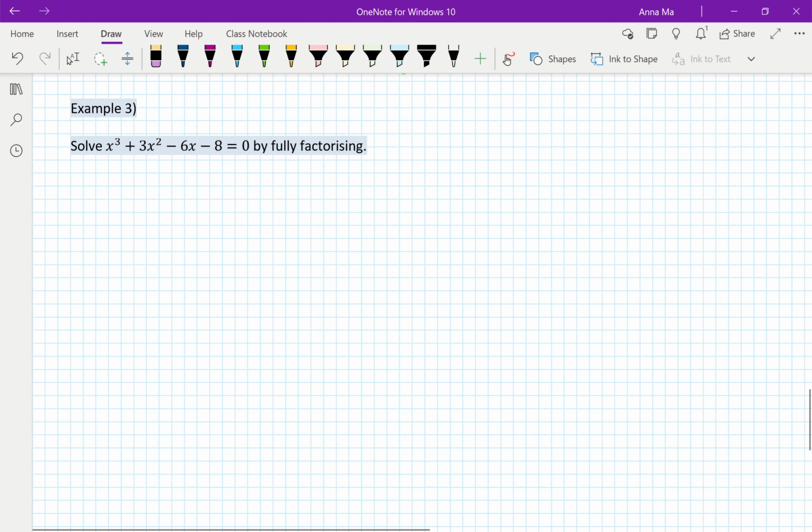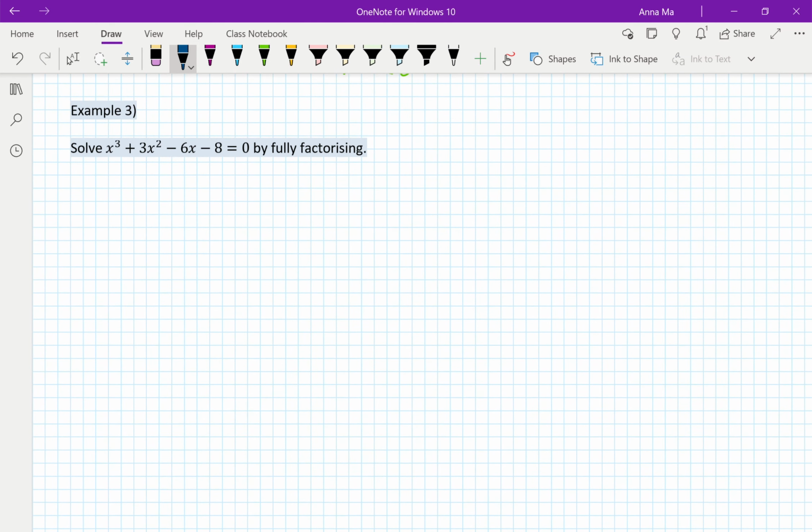Example 3. Solve by fully factorizing. Now there's not much info given, it just tells me to solve by factorization. In this case, we need to consider the constant term. So let me just give it a name. P of x is equal to the left-hand side.